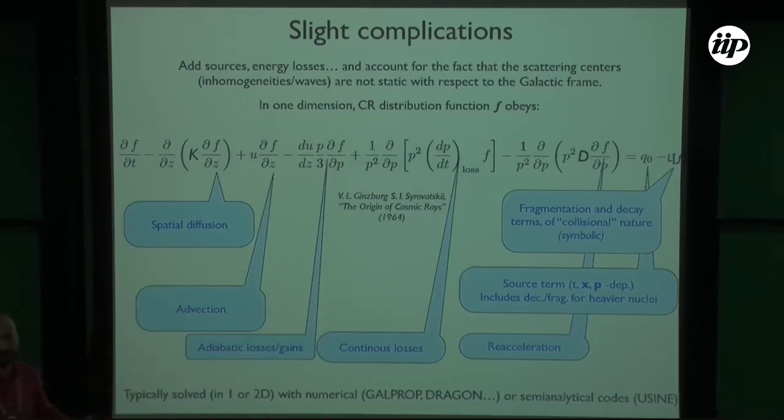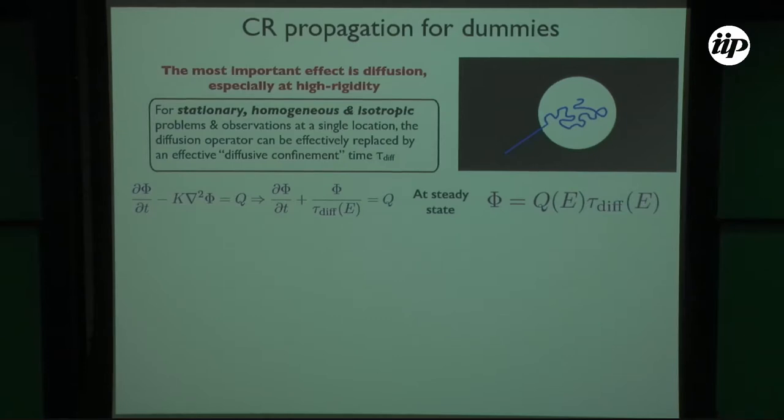These are complications which are dealt with by ad hoc codes. I won't enter all these, okay? So I will just try to explain to you how the logic of the calculation goes. And this is cosmic ray propagation for dummies, 101, okay? The most important effect is diffusion, spatial diffusion.